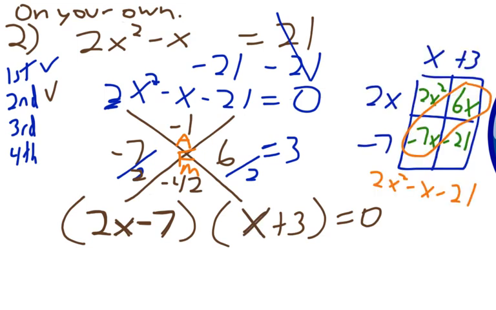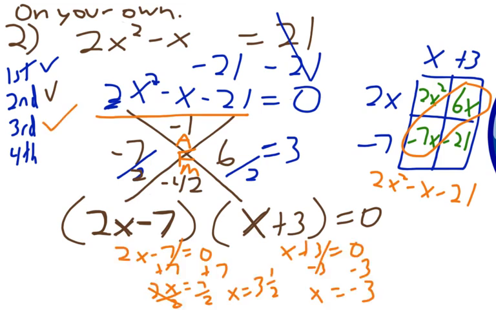equal to 0. And for the third step, we expand it out, and we get 2x squared minus x minus 21. That matches what we had up here, so it checks. And then for our last step, we set each of our factors equal to 0, and we get 3.5 and negative 3 for our two solutions. Is that what you got? If so, great job. If not, let's try it again.